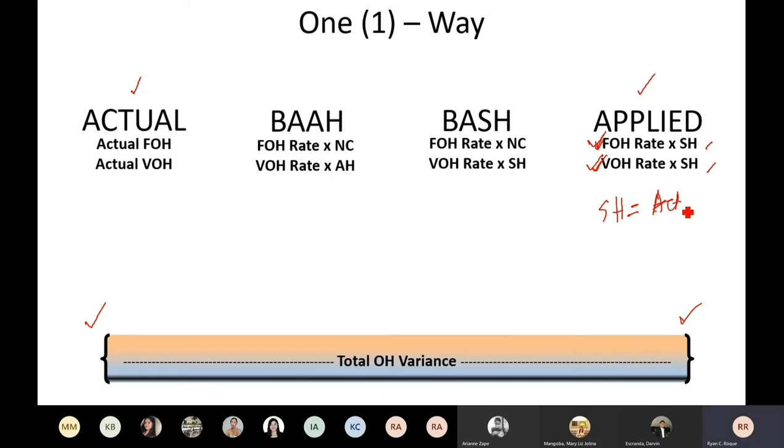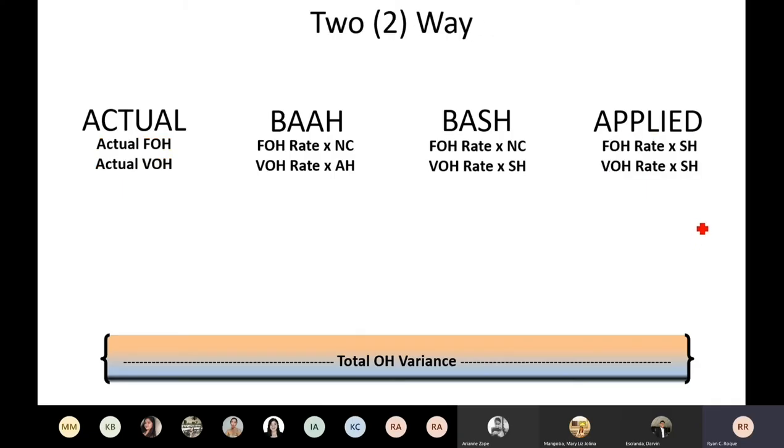actual units, multiply natin ng standard hours per unit. Okay? Lagi nakabase sa actual. Ayan. So, pag one way, madali lang. So, pag two way po tayo, we just have to group. Alin ba dito ang controllable and non-controllable?